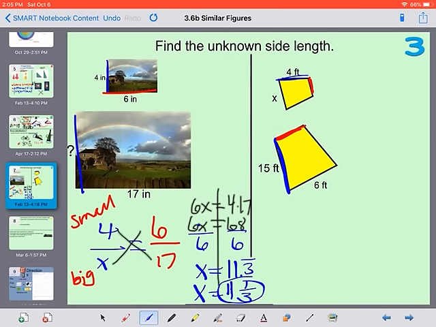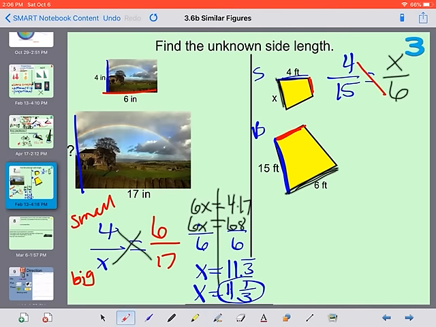So I'm going to do the small to the big triangle. So 4 over 15 is equal to, and then we have the next side, x and 6, x over 6, and then cross multiply to solve. Doesn't matter which one you do first. I like to do the one with the variable, 15 times x, and 6 times 4 is 24, and then divide by 15.